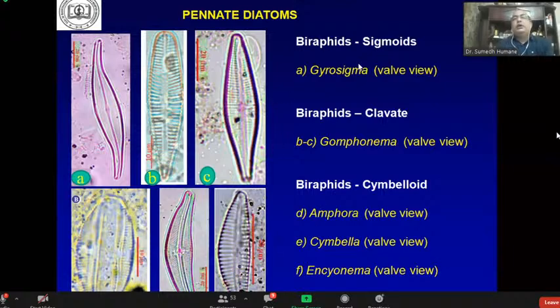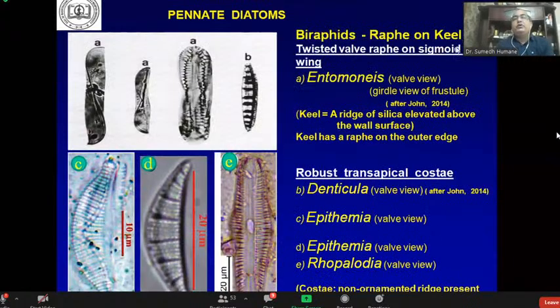You have the biraphid diatom with raphe on the keel. Here you have the keel, the elevated portion or the ridge of the silica. Here you have the raphe somewhere. You have the transapical costae here in case of Denticula, Epithemia, Rhopalodia. Costae is nothing but the unornamented or unperforated ridge present between the striae, that is costae.